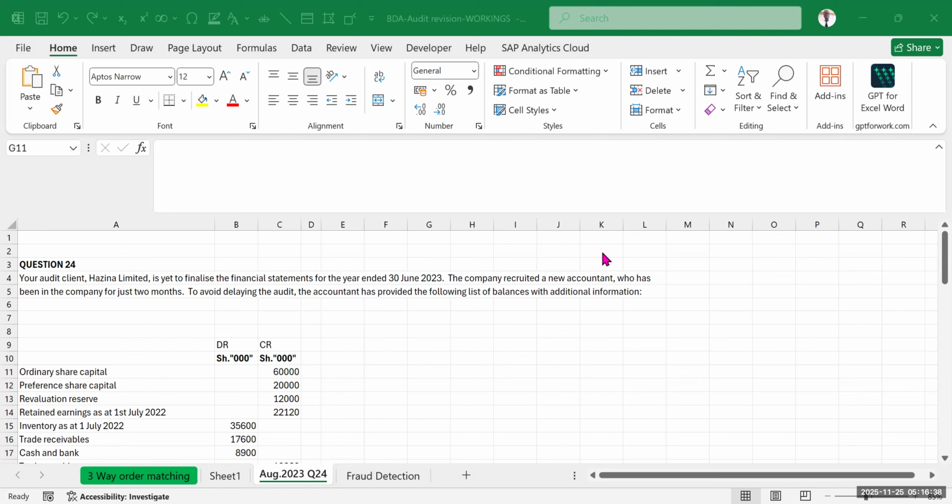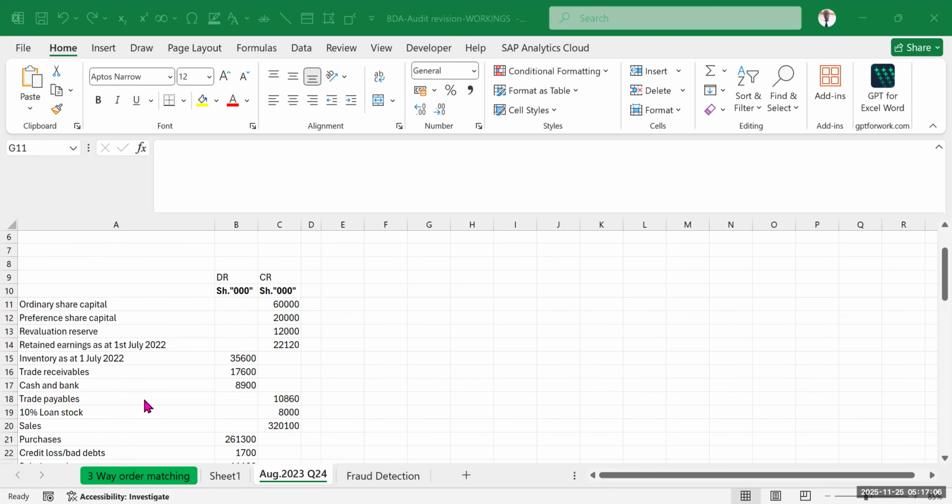And the amounts are there in shillings. There is ordinary share capital, which usually, we know in a trial balance setup, ordinary share capital is usually credited. There is preference share capital, which is also a capital element, usually credited.